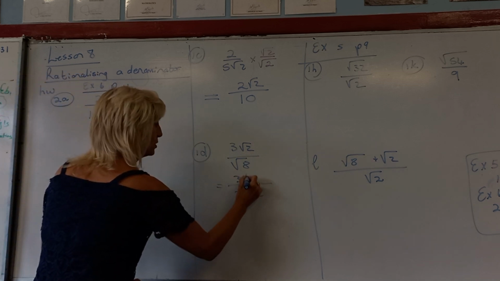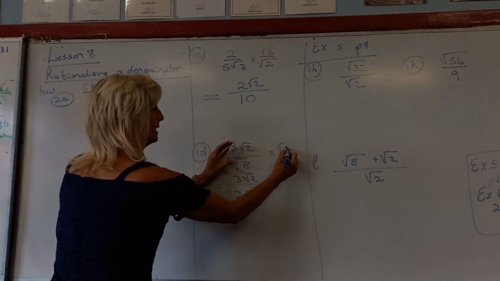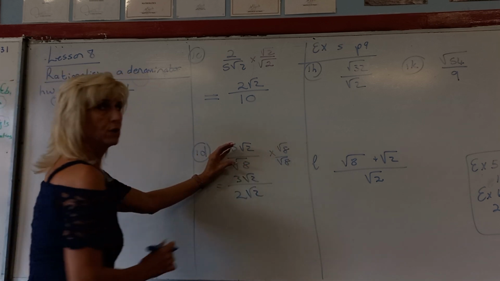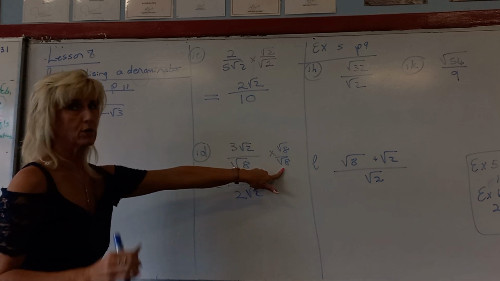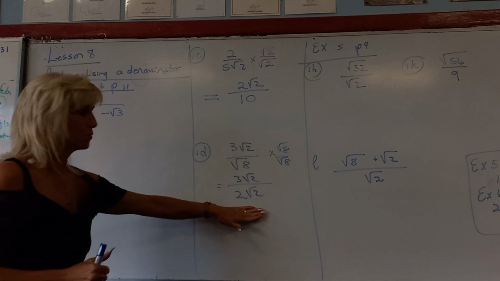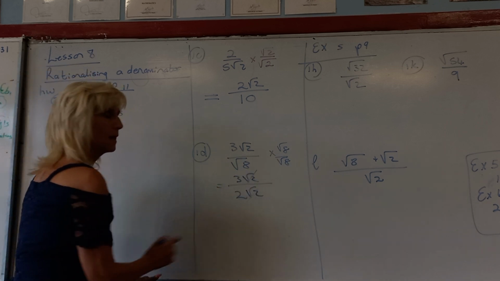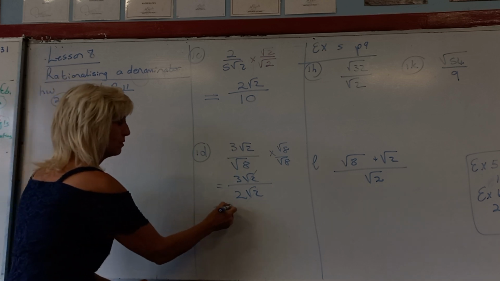So there's 2 options here. You could have said times with root 8 over root 8. You would have gotten 8 at the bottom. No more irrational. That's my mission. This one will just fall away immediately because there are now root 2's at the top and bottom, and the answer is 3 over 2.